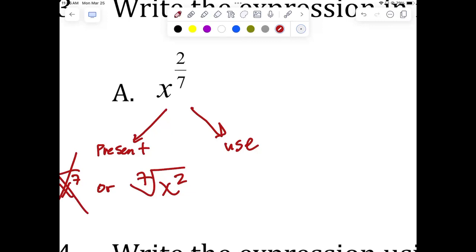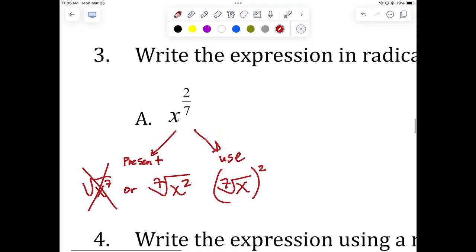I wouldn't put the squared under the radical because that implies to do it first. I would put the 7th root of x and then the whole thing in parentheses squared. Yeah, they mean the same thing. One's for presentation, one is for usage. Present, use. Got it? They mean the same thing.